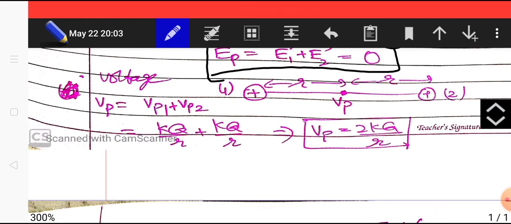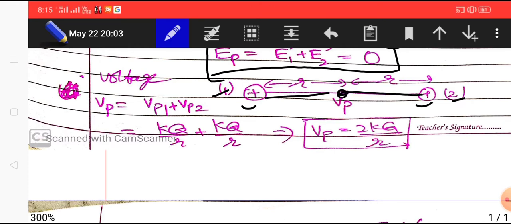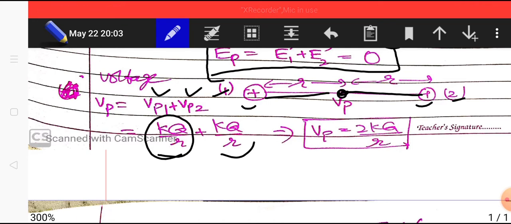But if you look at the potential for the same situation, both charges plus, one charge and the second charge having the same r distance at point P, the potential is going to be Vp1 plus Vp2, that is kQ by r plus kQ by r, that is 2kQ by r.